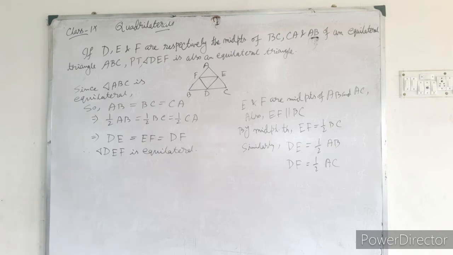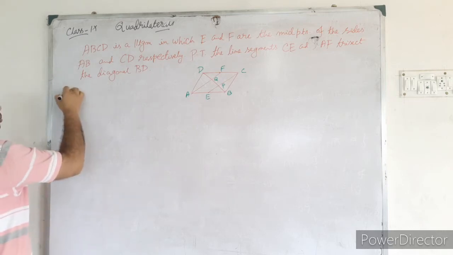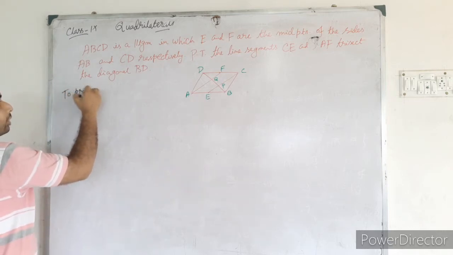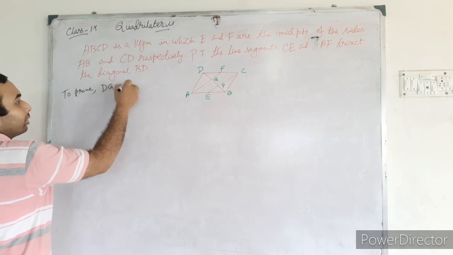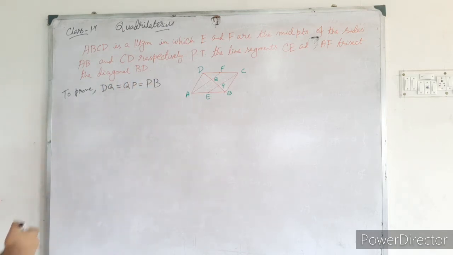Our next example will be, so students, this is your next example. ABCD is a parallelogram in which E and F are the midpoints of the sides AB and CD respectively. Prove that the line segments CE and AF trisect the diagonal BD. Trisection means, actually here we have to prove, I am writing, BQ is equal to QP is equal to PB. This is the trisection. That means three equal parts.